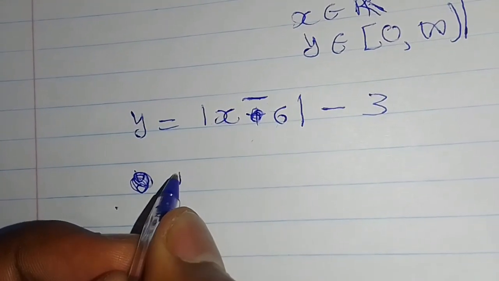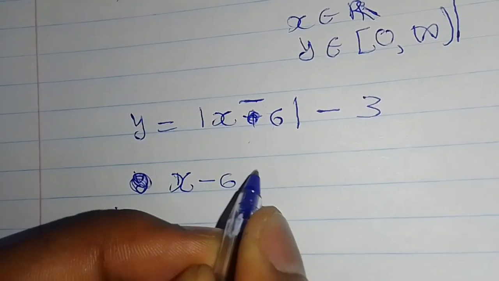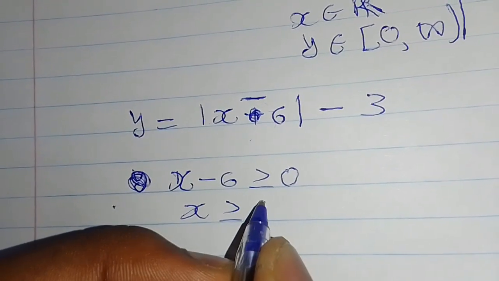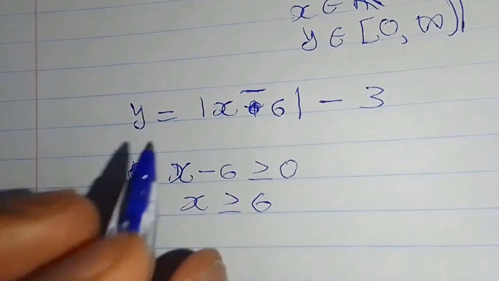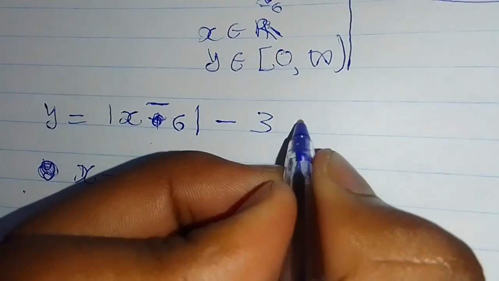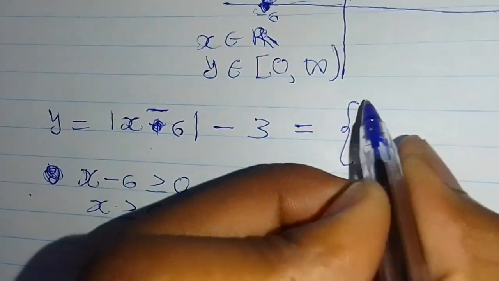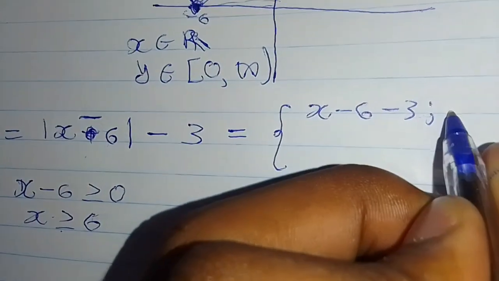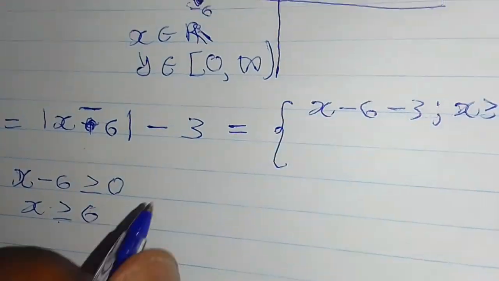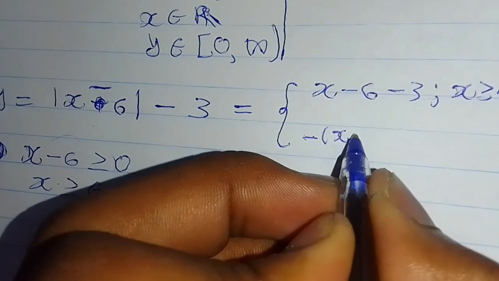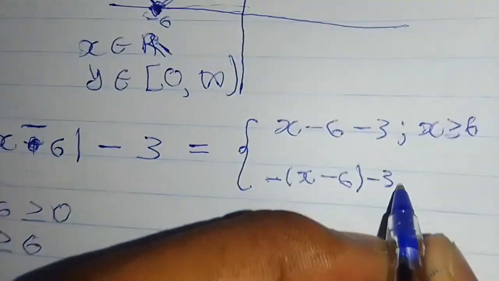So we know that the absolute value of x minus 6 will be equal to x minus 6 so long as x minus 6 is greater than 0. So that means we'll define the absolute value of x minus 6 as x minus 6 if x is equal or greater than 6. So this function will be defined by x minus 6 minus 3 as long as x is equal or greater than 6. And then for the negative region, it will be minus times x minus 6 minus 3 as long as x is less than 6.